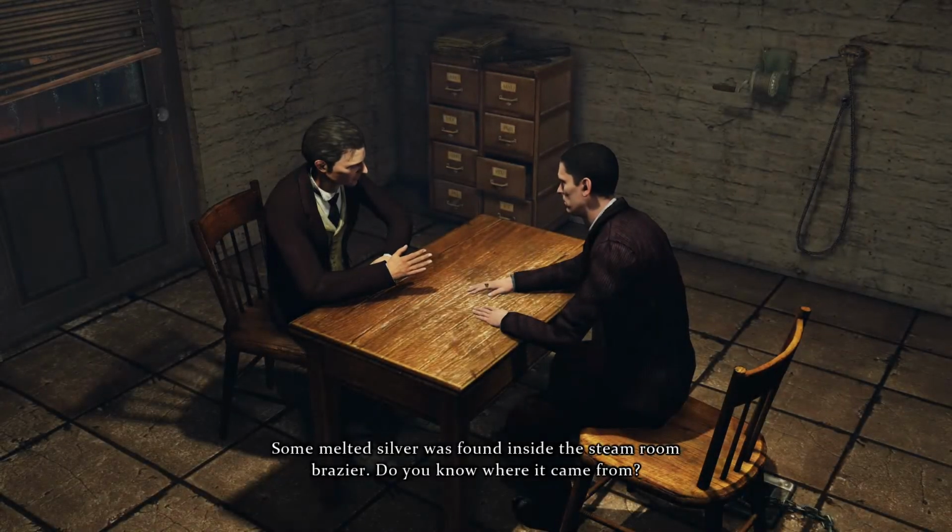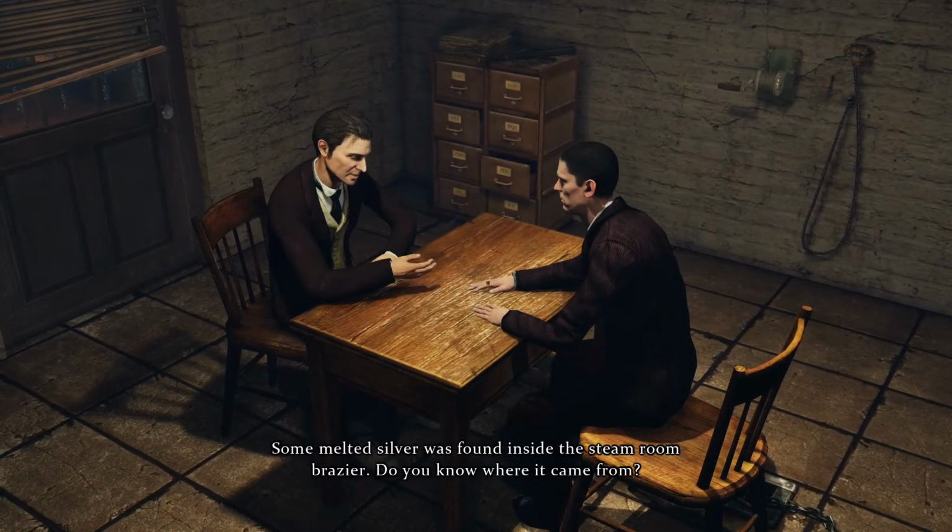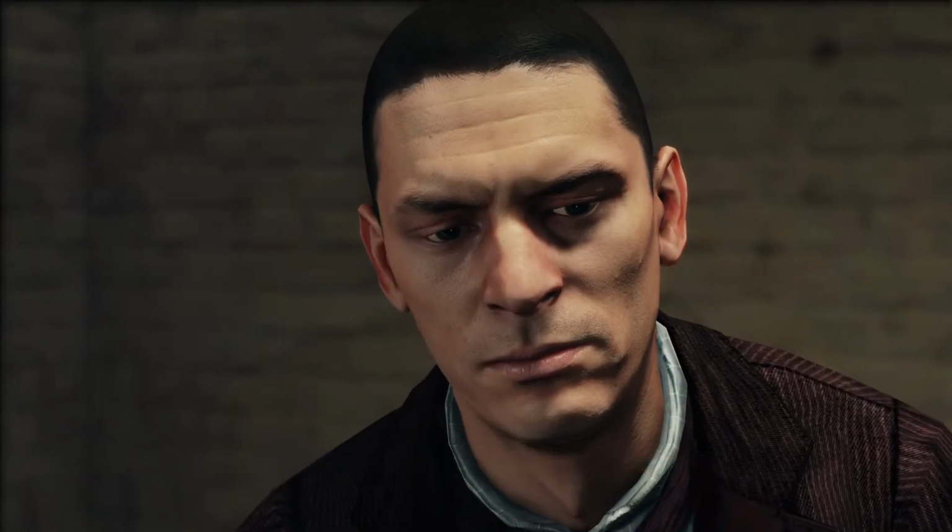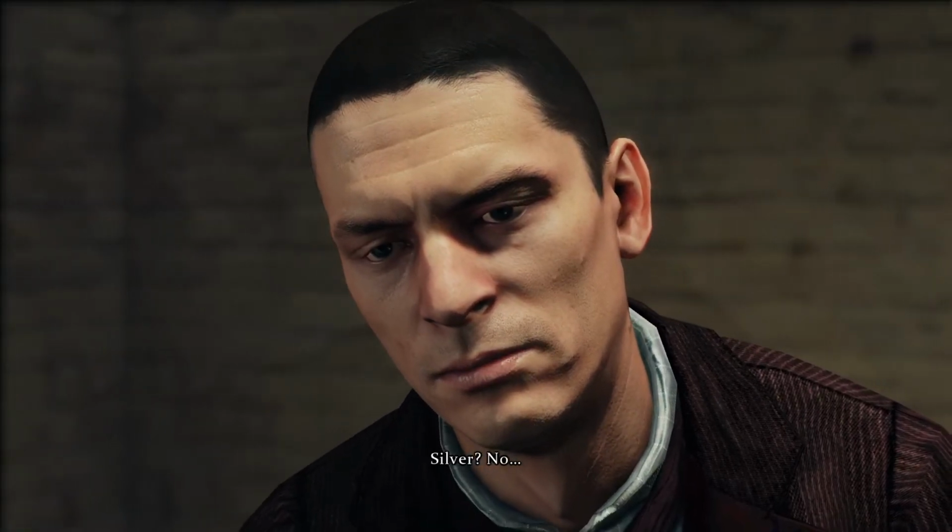Some melted silver was found inside the steam room brazier. Do you know where it came from? Silver? No.